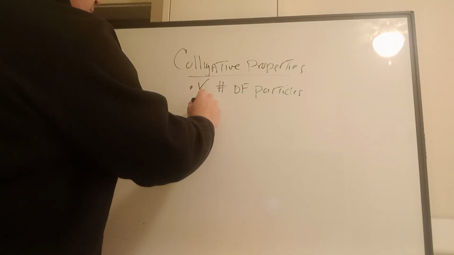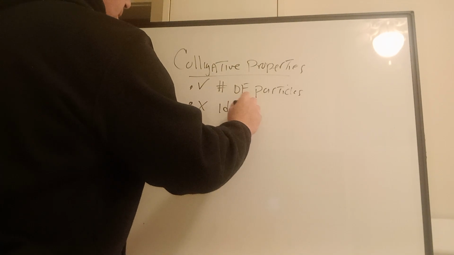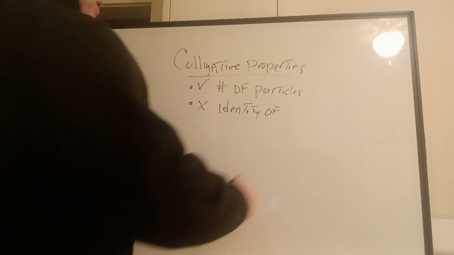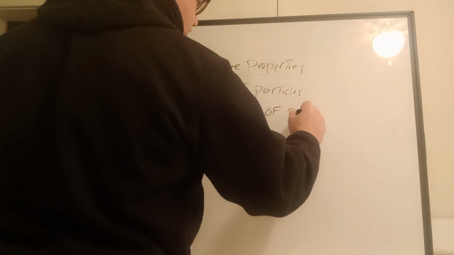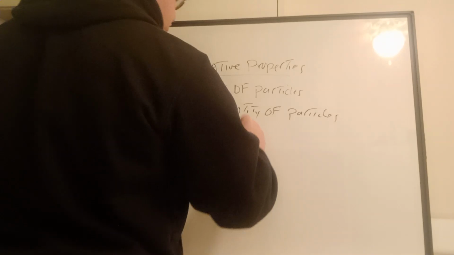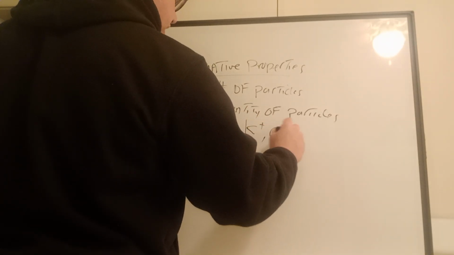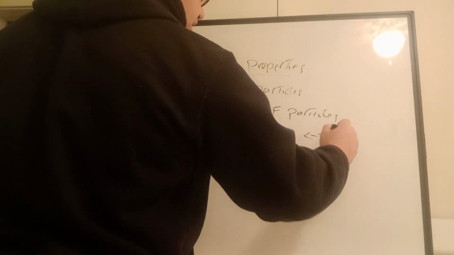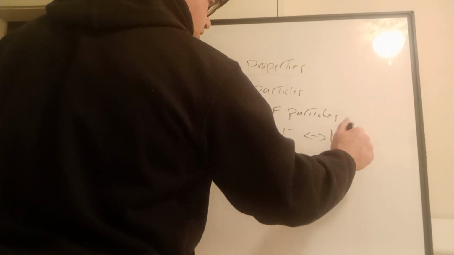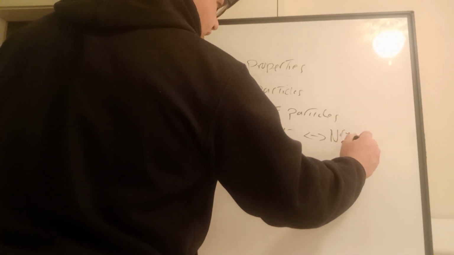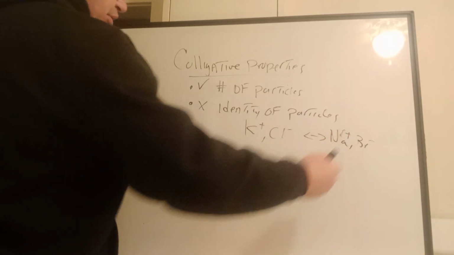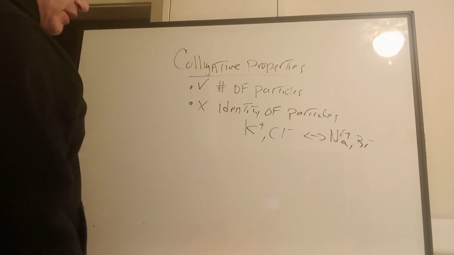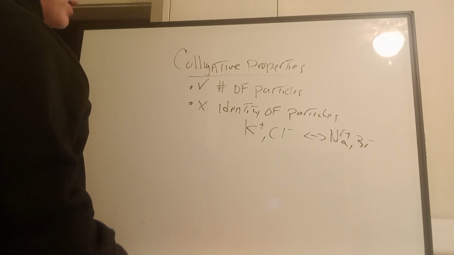It's independent of the identity, to a large extent. To a good approximation, it's independent of the identity of the particles, meaning if you have the same number of, let's say, K+ and Cl- ions in a KCl solution, and that's the same as Na+ and bromide ions in solution, as long as there's the same number of particles in these two types of solution systems, you'll have similar colligative effects for things like boiling point, freezing point, and vapor pressure experiments.